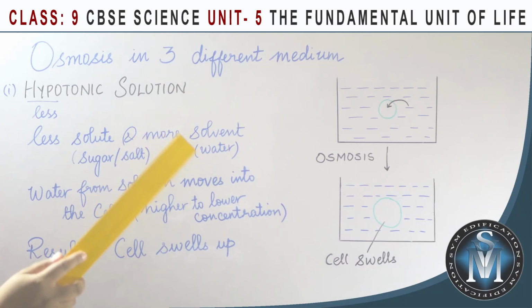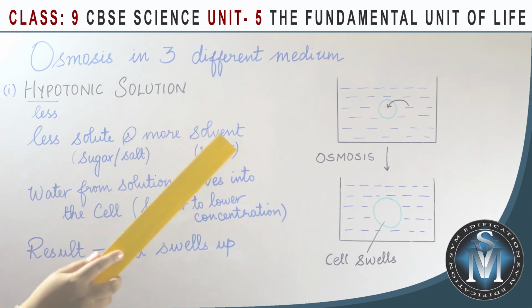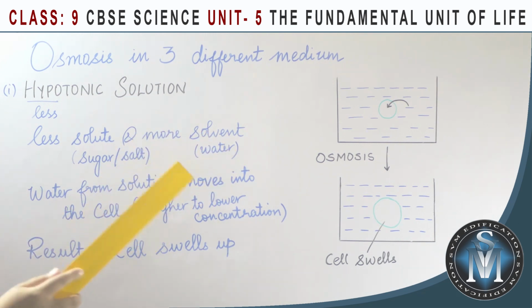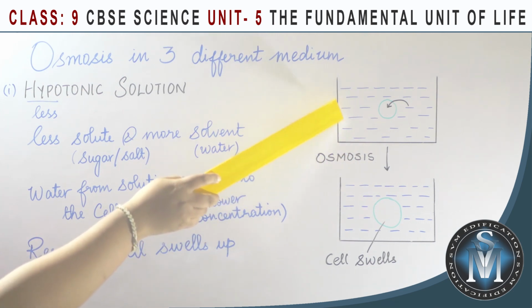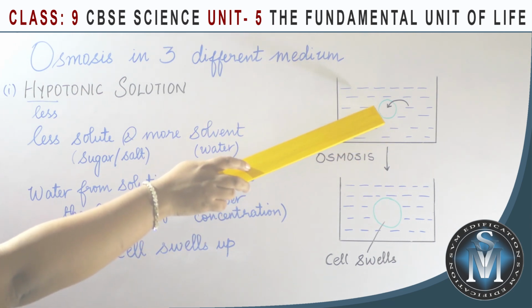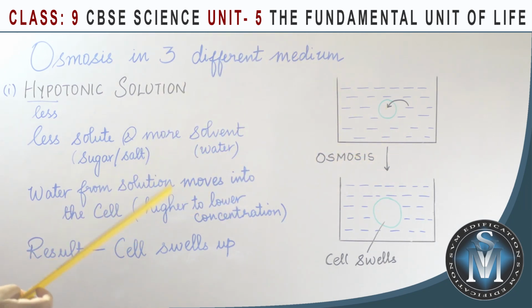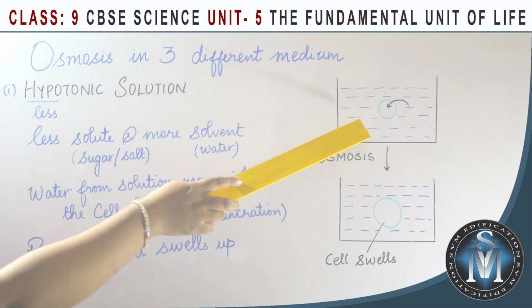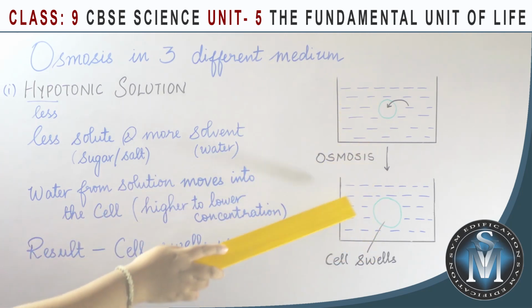So when a cell is dropped into a hypotonic solution, what happens to the cell is what we are going to see. Here the water concentration in the beaker, that is in the hypotonic solution, is higher when compared to the water concentration inside the cell. So obviously in osmosis, water, that is the solvent, moves from a higher concentration to a lower concentration. So here the water from the beaker gets inside the cell. As a result, the cell swells up.